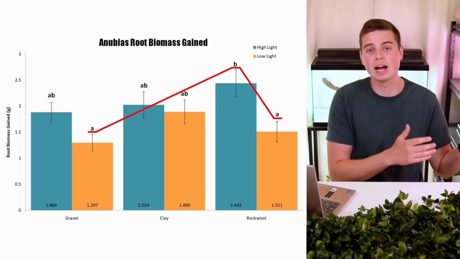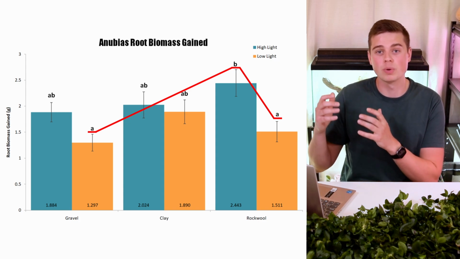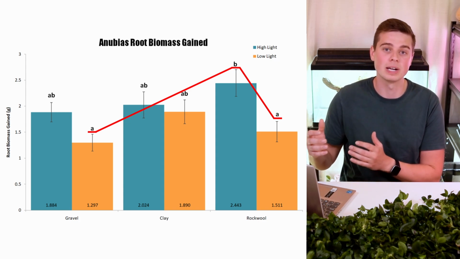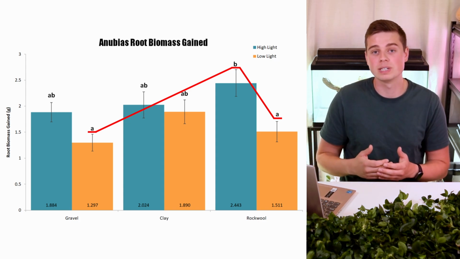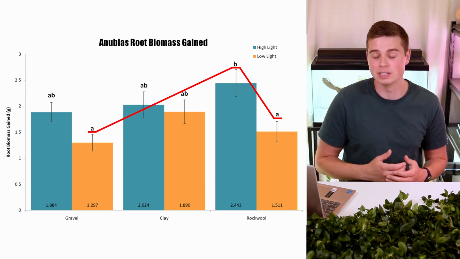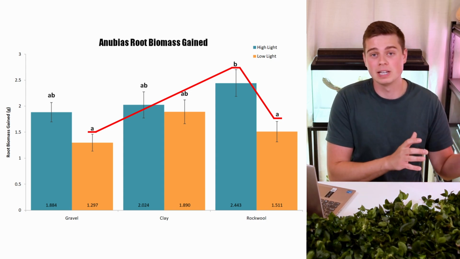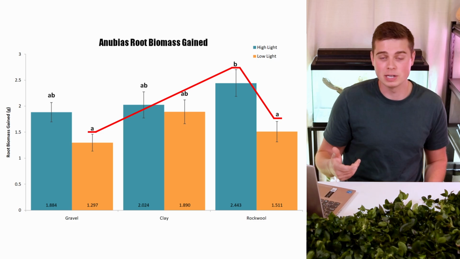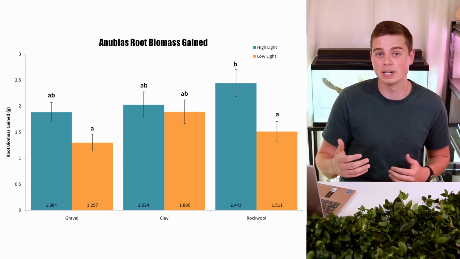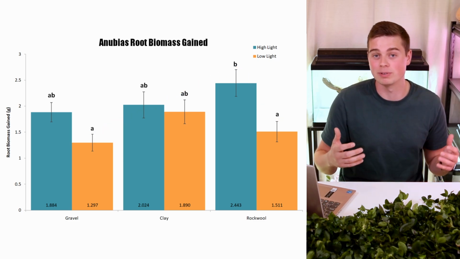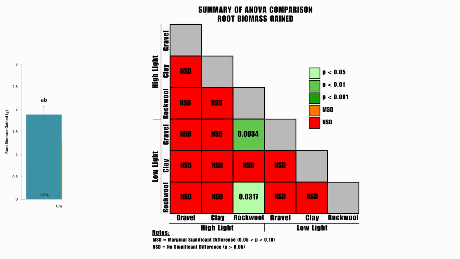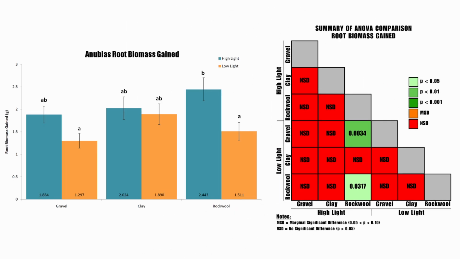When we compare the highlight Rockwool treatment to both the low light gravel and low light Rockwool treatments, those differences actually came out to be statistically significant. Now you can see this depicted in the bar graph with the letters above each bar. However, to help visually depict where these statistically significant differences lie, I've also prepared an ANOVA comparison matrix, which helps to visually depict where these statistical differences are.